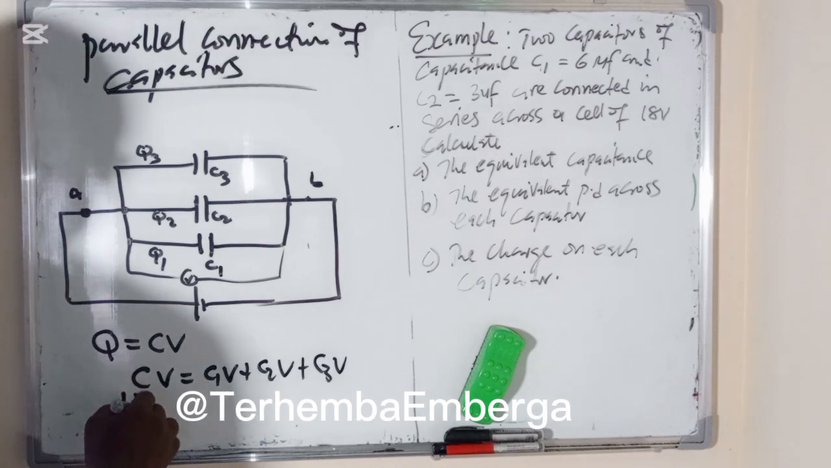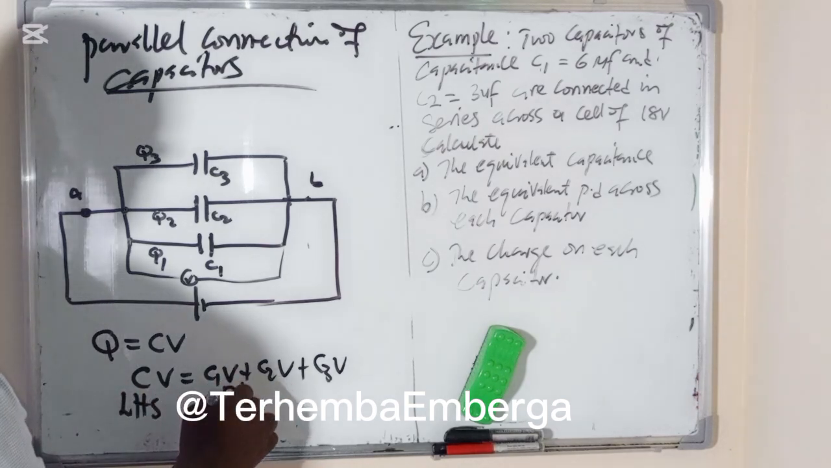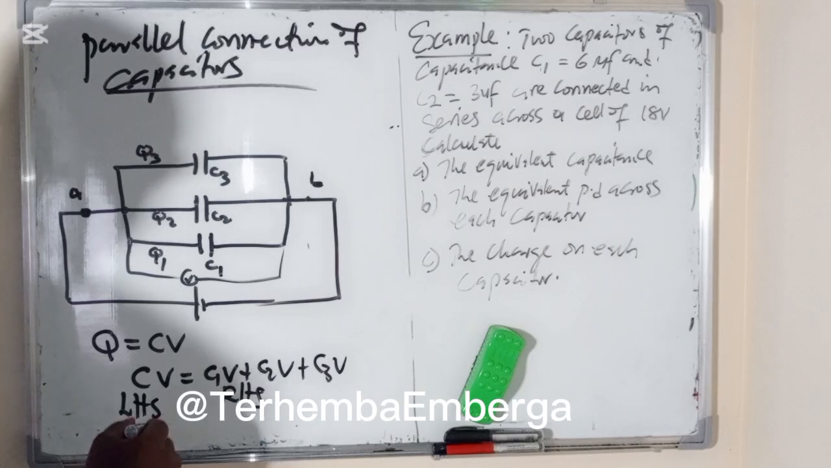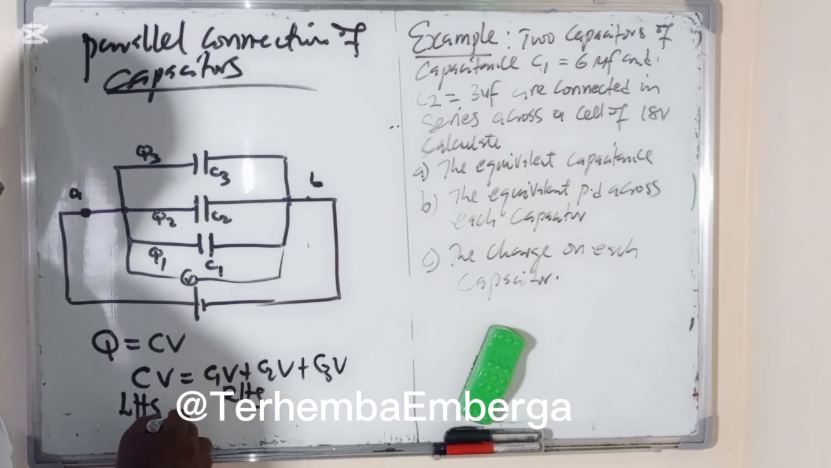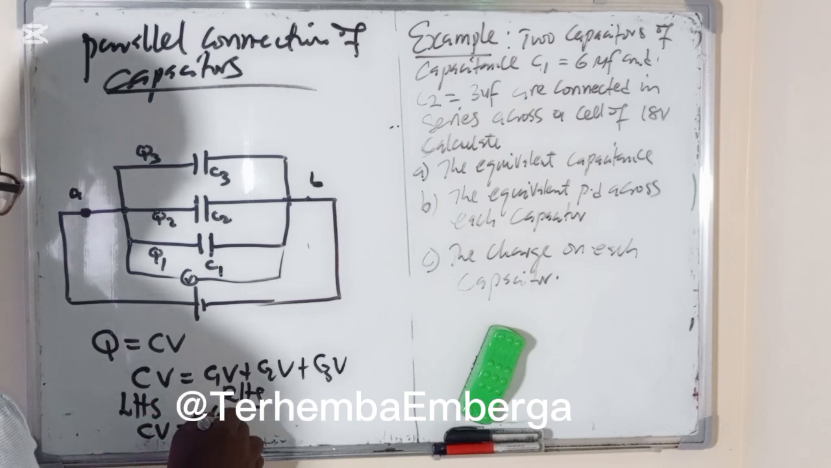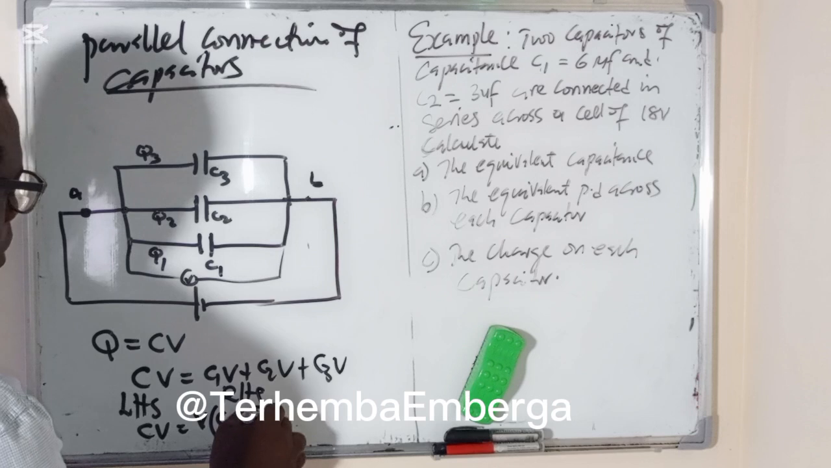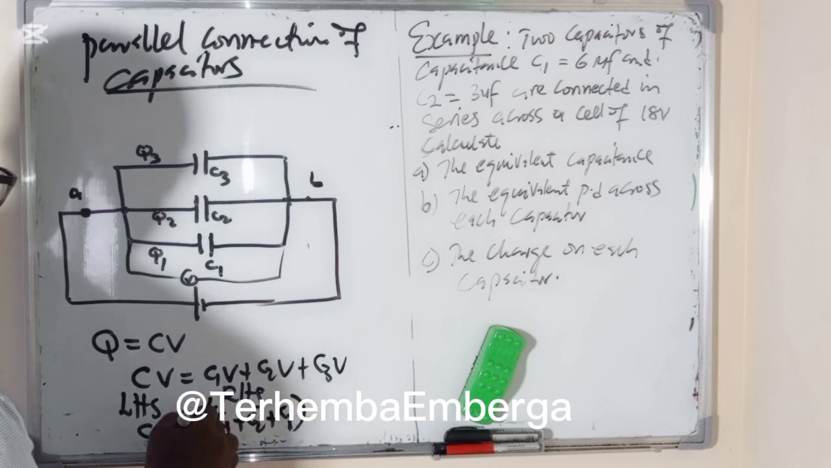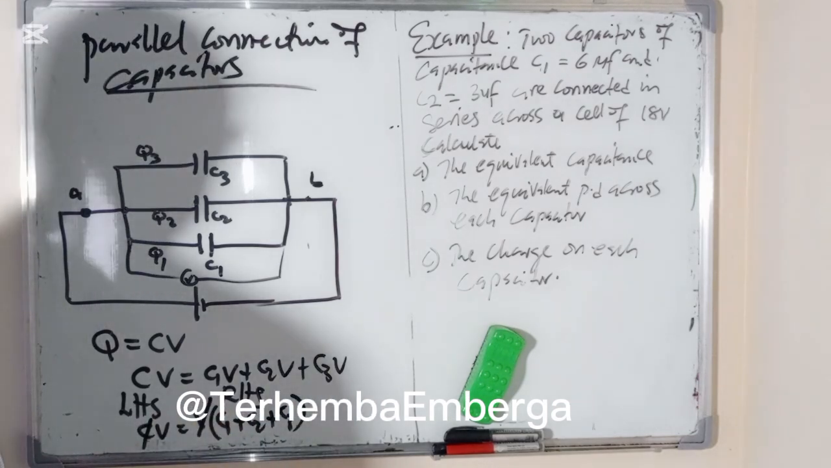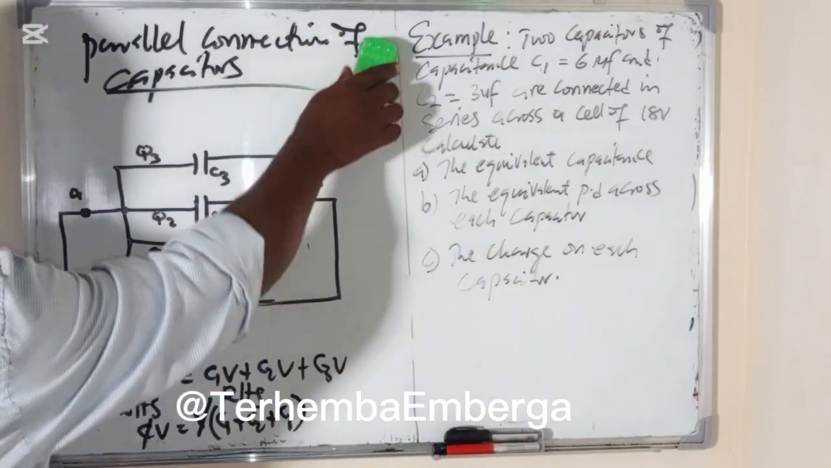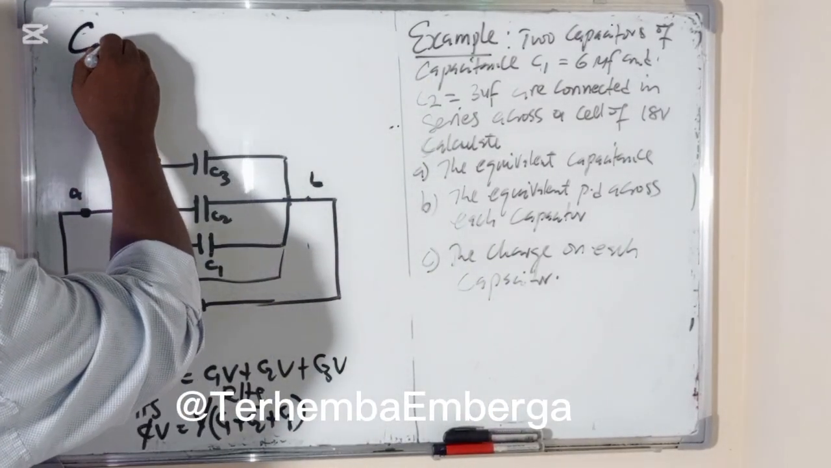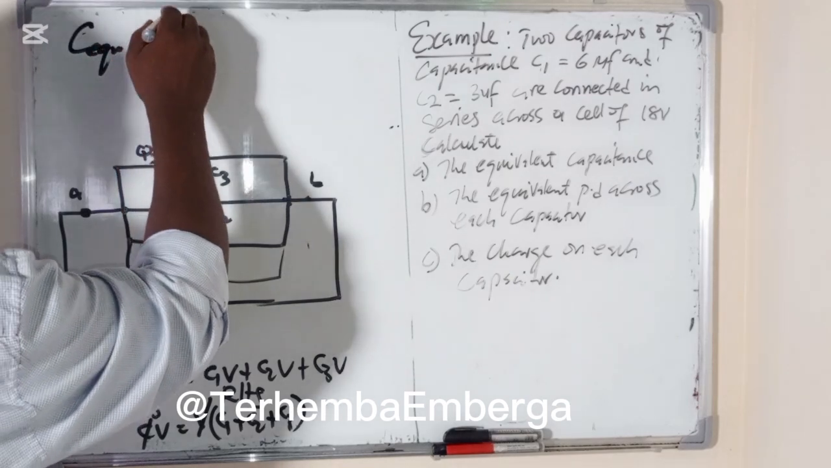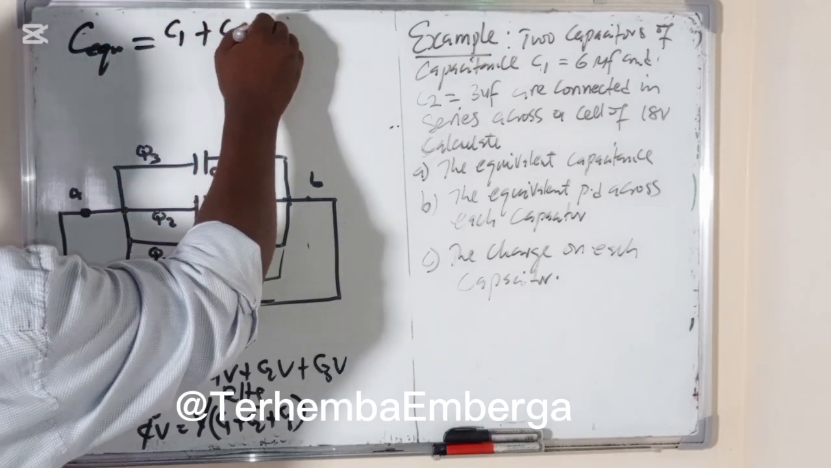And this is the left-hand side, this is the right-hand side. What is common here is V, because if you factorize this, we have CV equal to V into C1 plus C2 plus C3, where this V will take care of this. So for a parallel connection, the formula becomes C equivalent equals C1 plus C2 plus C3.